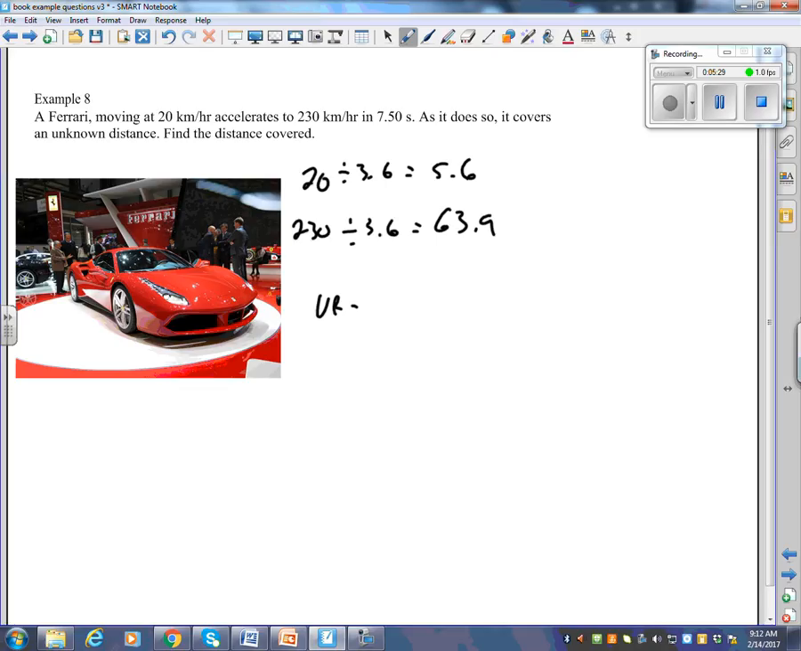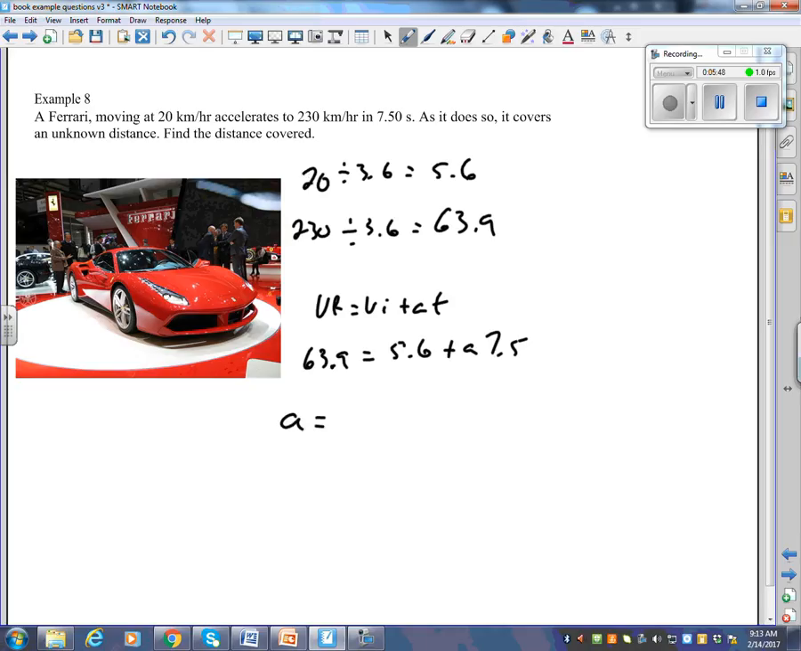VF equals VI plus AT. 63.9 is equal to 5.6 plus acceleration multiplied by the time of 7.5. Now, I'm going to put this all in one step. I'm wondering if you can follow the math here.